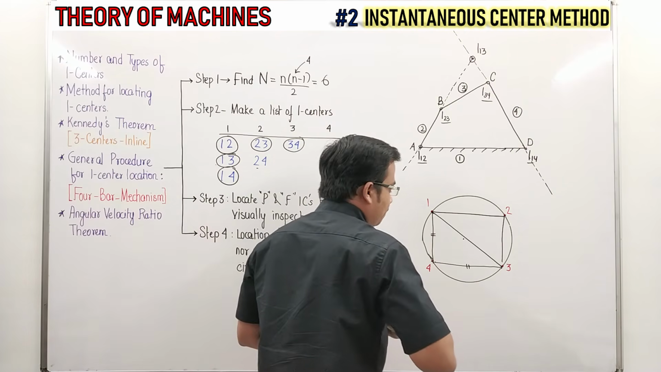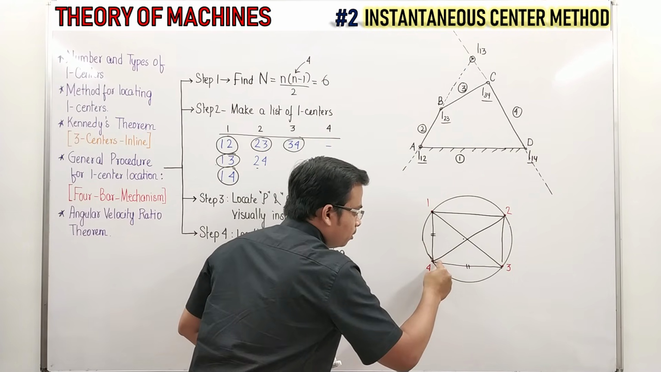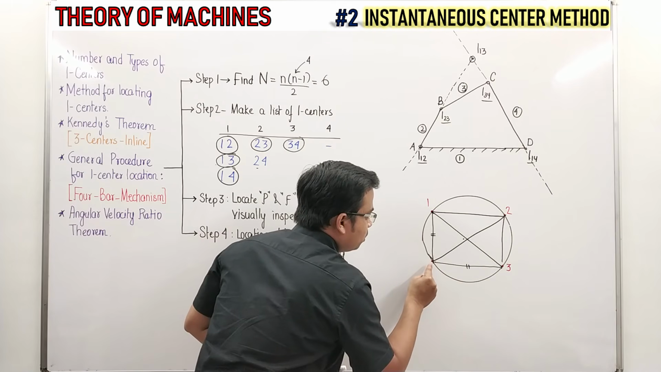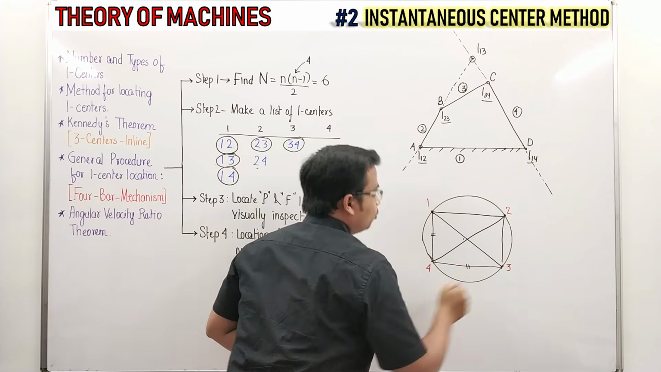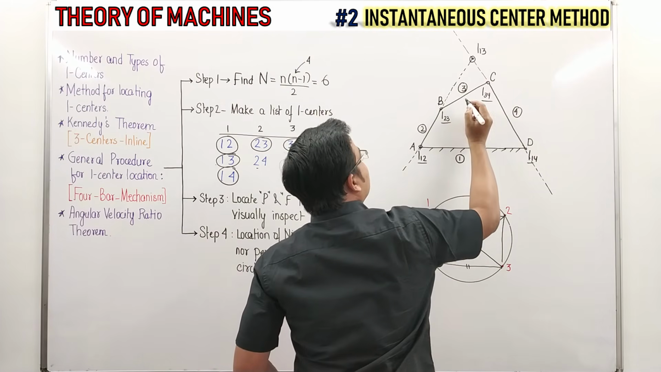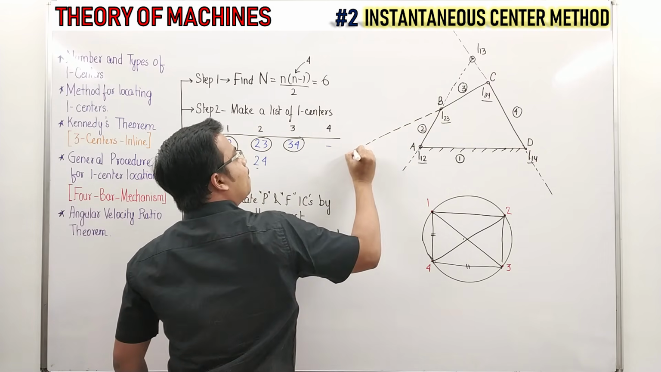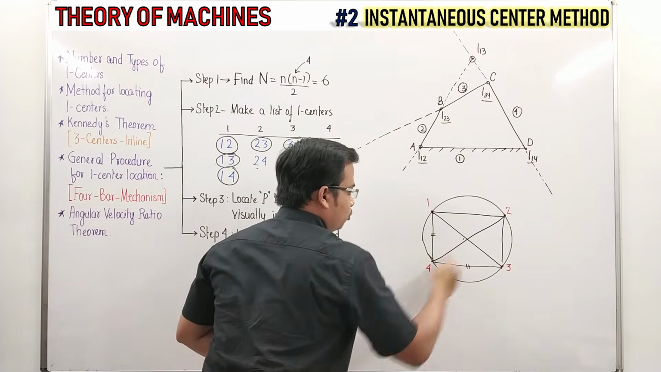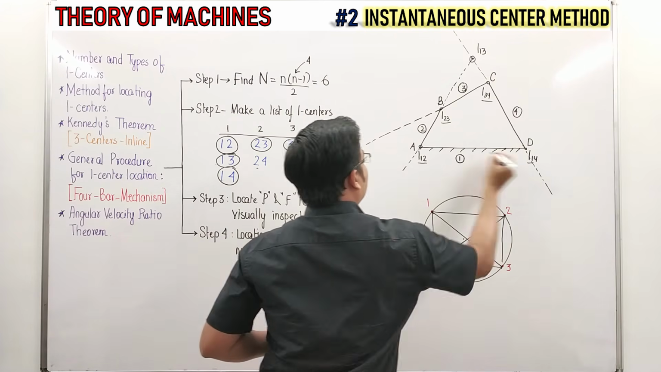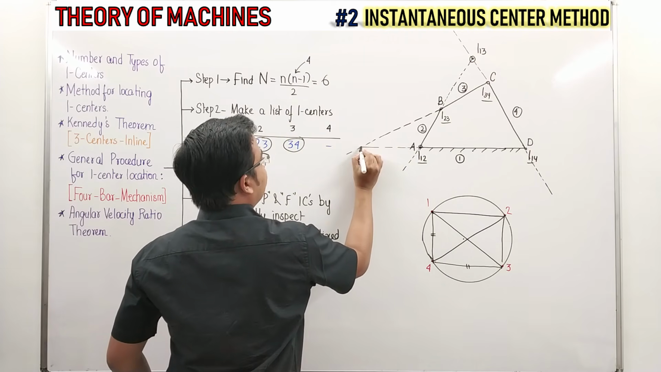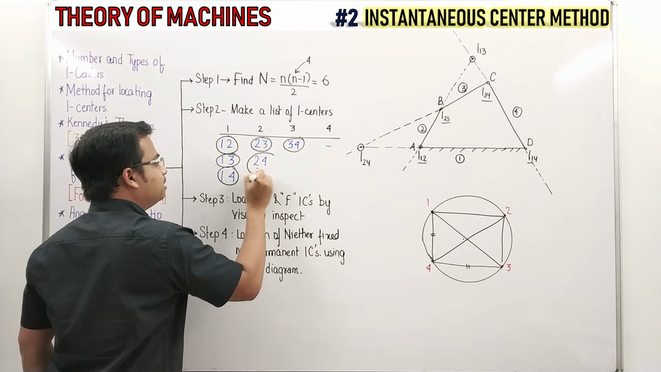We want I 2, 4. This way. Just take a careful look. 2, 4 is a part of triangle 2, 3, 4, and also a part of triangle 4, 1, 2. So take the lines 2, 3 and 3, 4, and extend this way. And then 1, 4 and 1, 2, just extend. And here we go. That's the I center I was talking about, and this is I 2, 4. So all the I centers have been located.